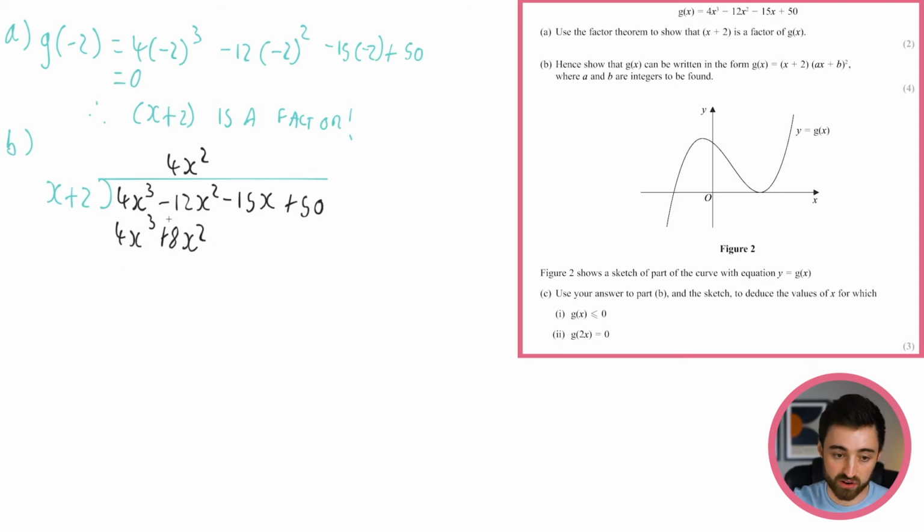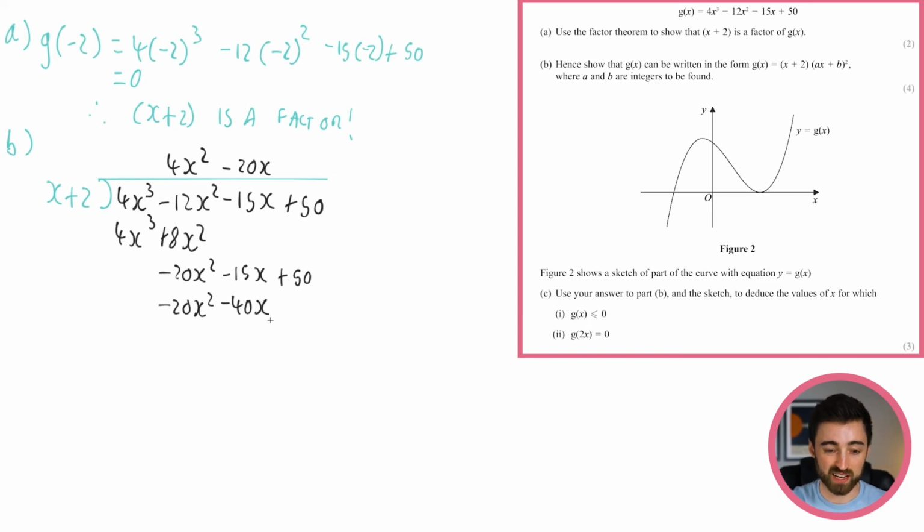Take them away. This goes minus 12x squared minus 8x squared is minus 20x squared. And then you've essentially got minus 15x minus 0 plus 50 minus 0. Repeat. How many times does x go into minus 20x squared? It goes minus 20x. Multiply it through. So I get minus 20x squared minus 40x.